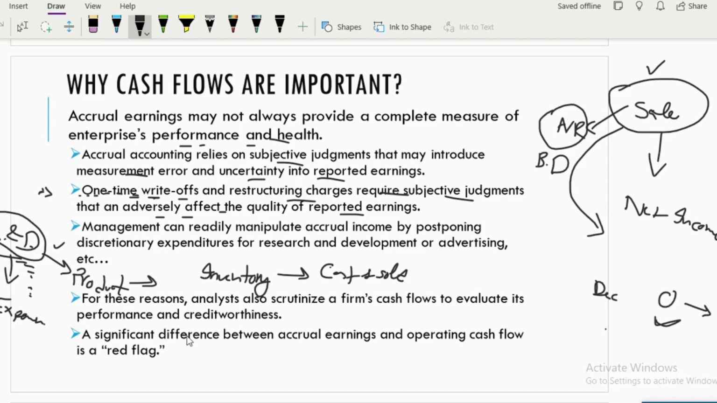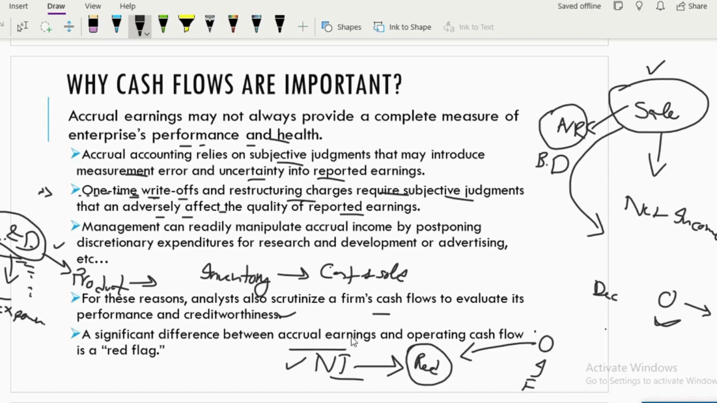Because of these reasons, analysts also scrutinize a firm's cash flow statement to evaluate its performance and creditworthiness. Basically, if there is a significant difference between the accrual earnings, meaning the net income, and operating cash flow, and the cash flow statement has three sections: operating, investing, and financing, so if the operating activity section is significantly different from your net income, it's a red flag. You have to make sure why we have so many accruals in the income statement, and the collection in cash is very less. So we should investigate this point.